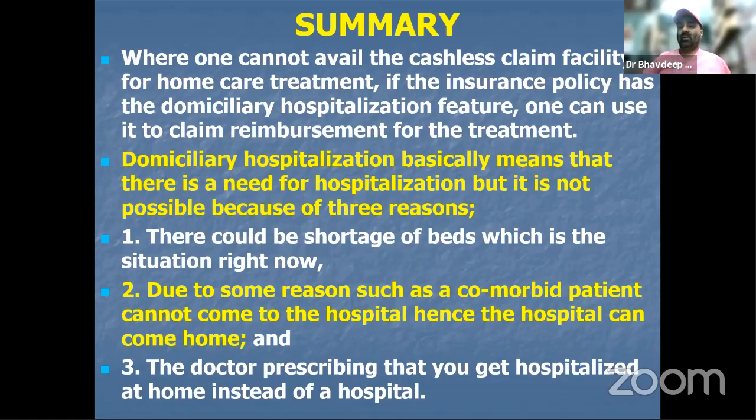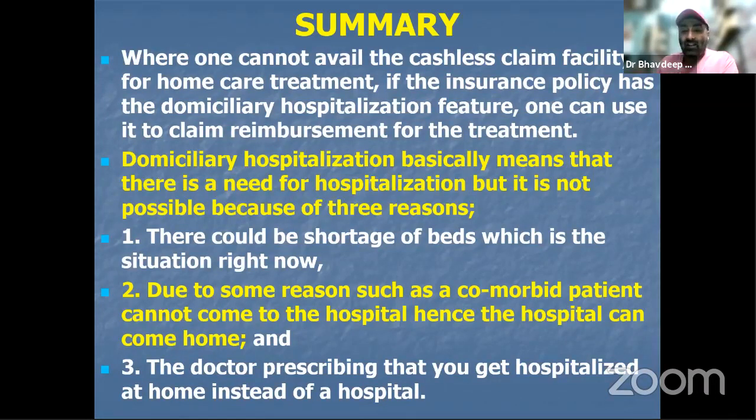Why does domiciliary hospitalization have to be resorted to? Number one, shortage of beds, which is the situation in India right now. Then maybe a comorbid patient can't come to the hospital, then the hospital can come home, of course, in such cases. And then the third case is the doctor says, if you come to the hospital, there is more chance that you get infected. Yes, we all know it is a nosocomial environment. There is a good chance of being infected.